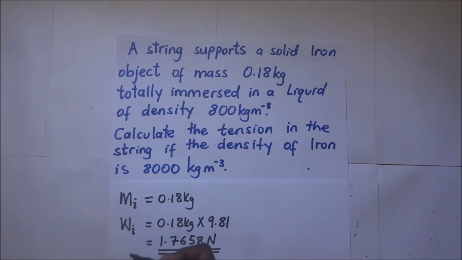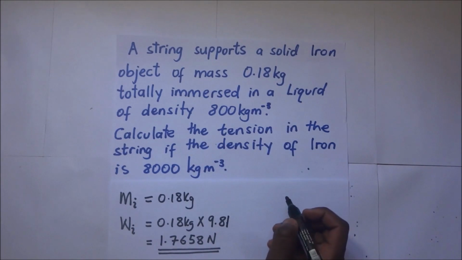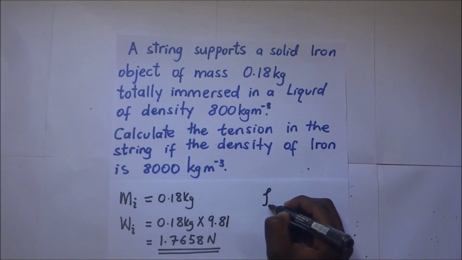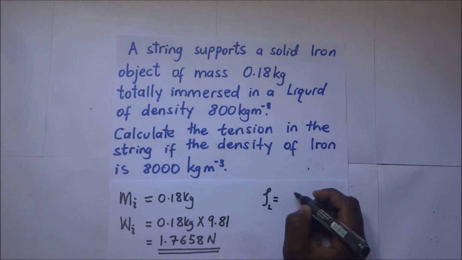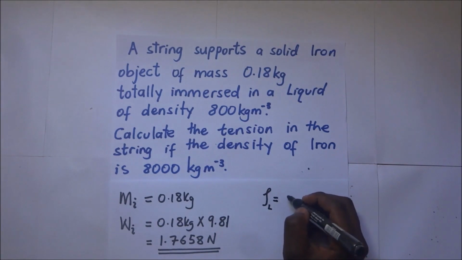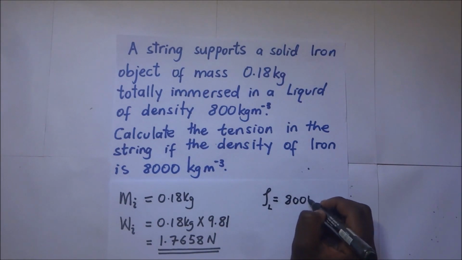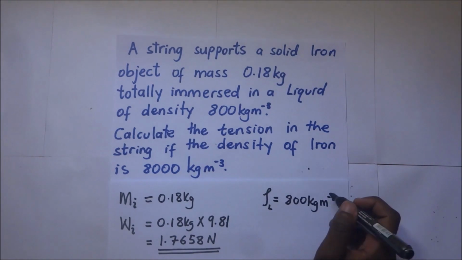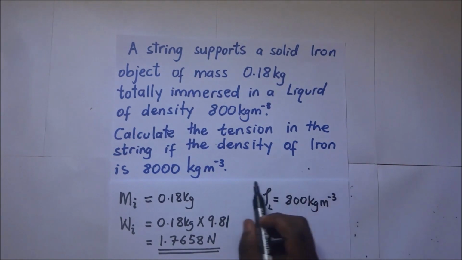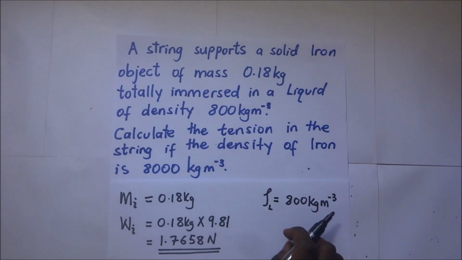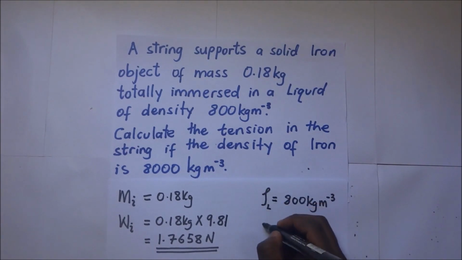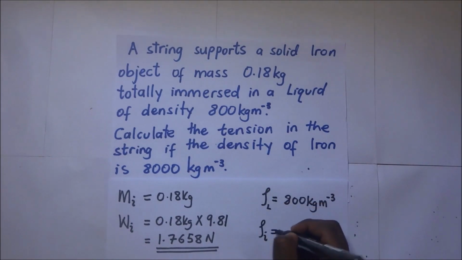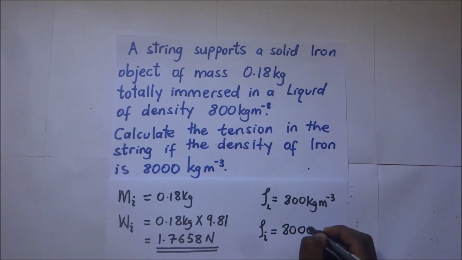So now, of course, it is totally immersed in a liquid of that density. So the density of the liquid we are talking about here is 800 kilograms per meter cubed, and we are required to calculate the tension in the string, if the density of the iron in this case is 8,000 kilograms per meter cubed.